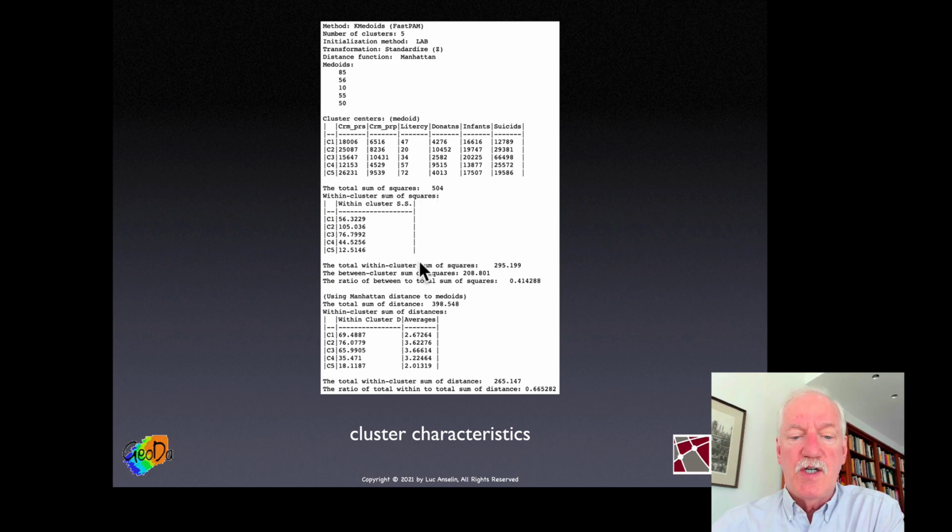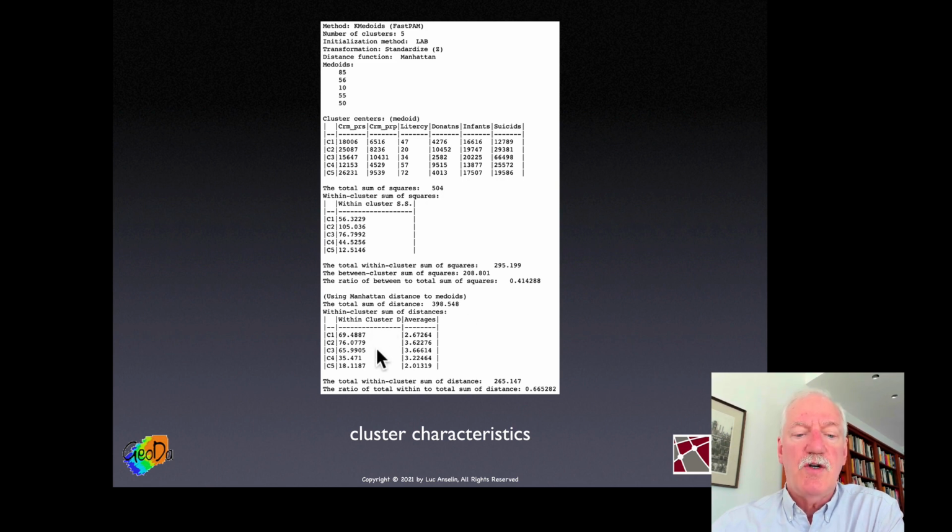We in GeoDa report the sum of squares statistics, but keep in mind that that is not the criterion used in the objective function. In fact, the objective function is based on the distances, the sum of the distances to the centers.